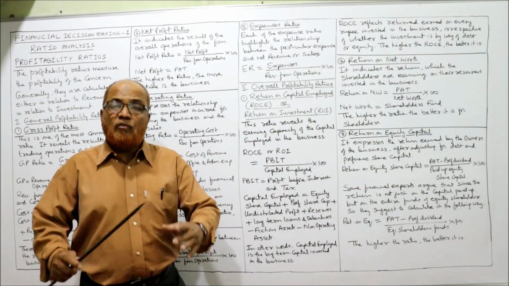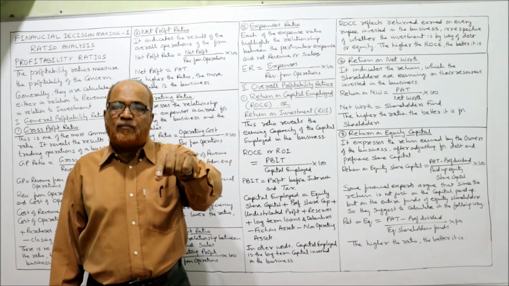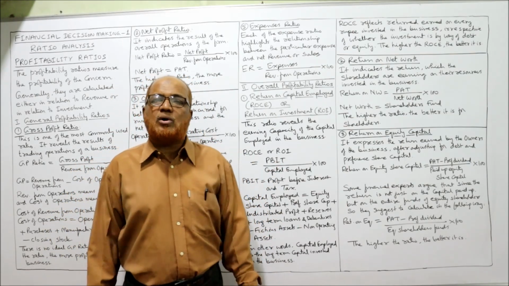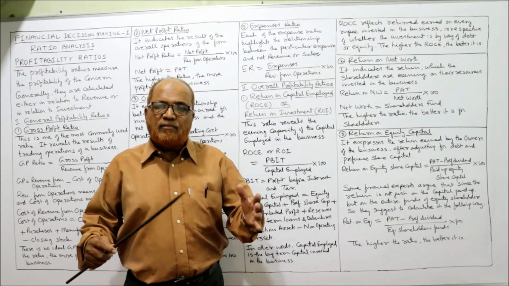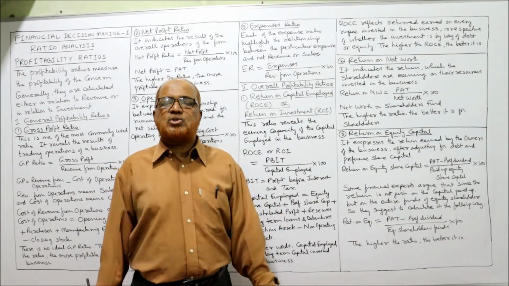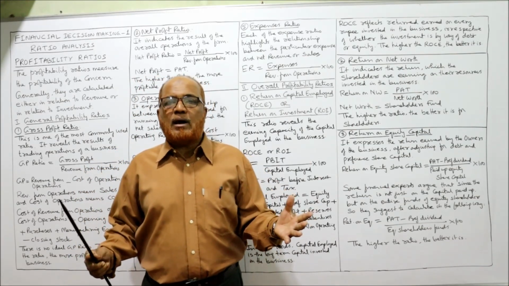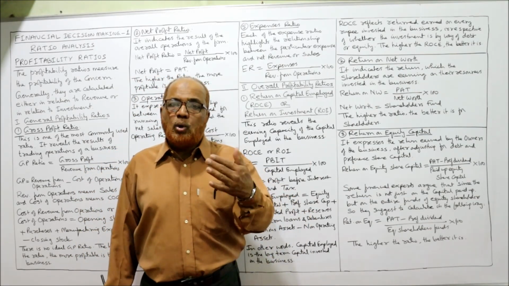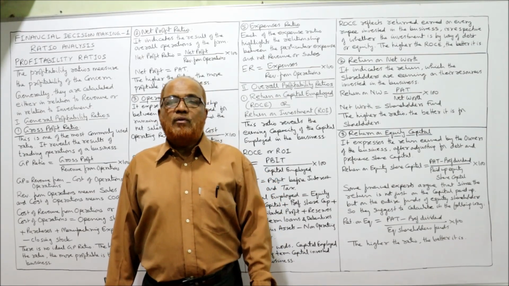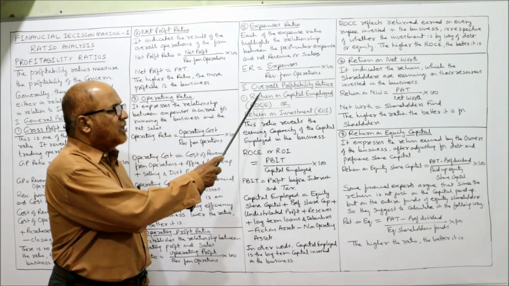Now, overall profitability ratios. In overall profitability ratios, we relate the profit with the investment. The investment may be made either by the owners or outsiders. In every business, some amount will be invested by the owner. For example, in a joint stock company, the share capital is the owner's fund. Apart from share capital, there are debentures and long-term bank loans. These are the outsiders' funds. So we relate the profit with the investment. That is called overall profitability ratios.